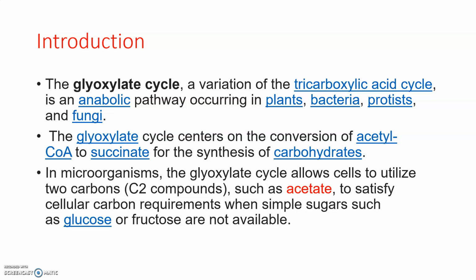The glyoxylate cycle centers on the conversion of acetyl coenzyme A to succinate. For what? For the synthesis of carbohydrates. In microorganisms, the glyoxylate cycle allows the cells to utilize two-carbon compounds, such as acetate, to satisfy cellular carbon requirements when simple sugars such as glucose or fructose are not available.